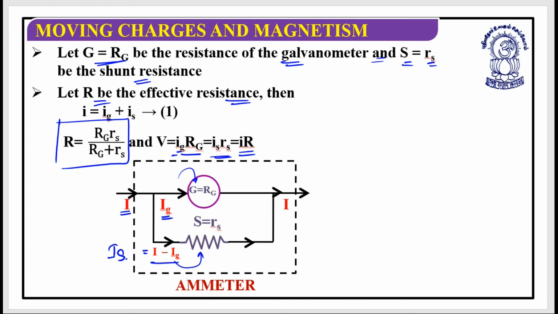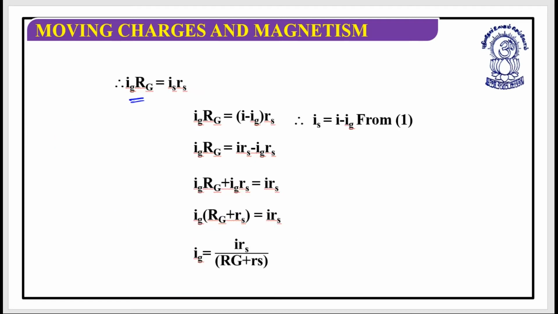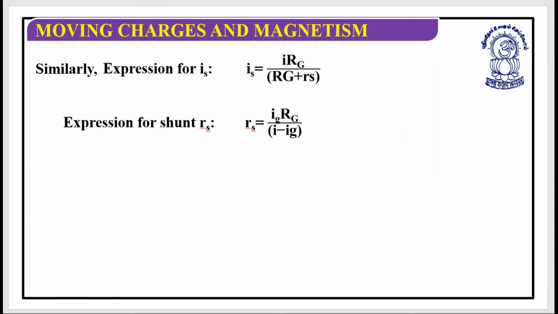Is it clear? Great. So we can say that IgRg is equal to IsRs, and this IgRg would be equal to I minus Ig into Rs. If I solve this, I can have Ig is equal to I into Rs upon Rg plus Rs, where G is a subscript, the resistance of the galvanometer, plus Rs, the shunt resistance. Similarly, I can have the shunt current like this, and the shunt resistance could be calculated like this. I hope this is clear.